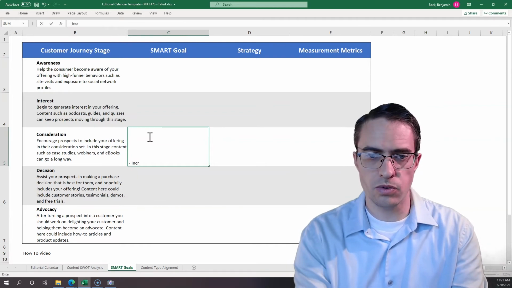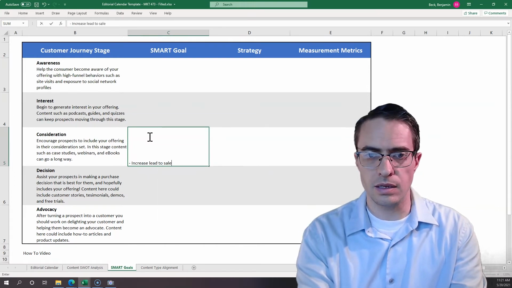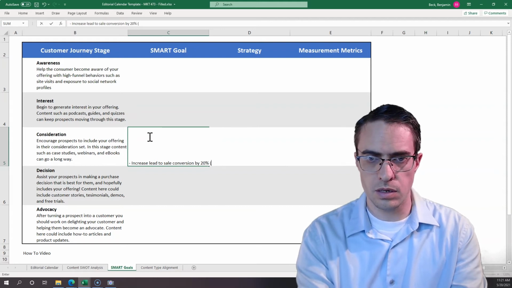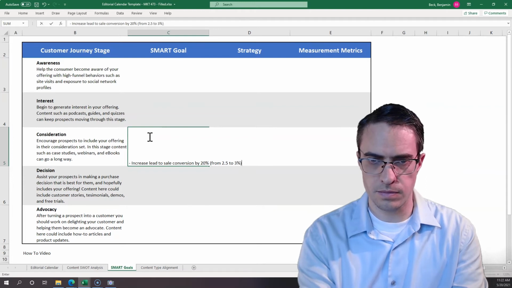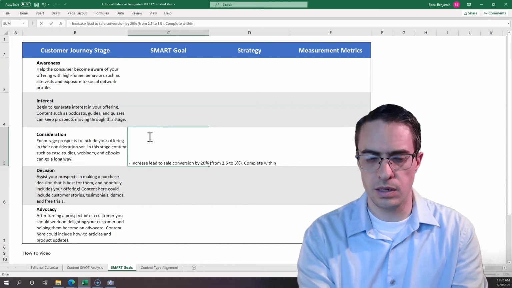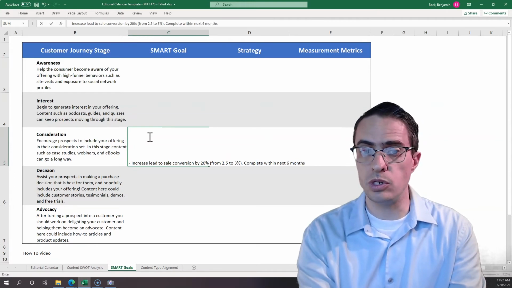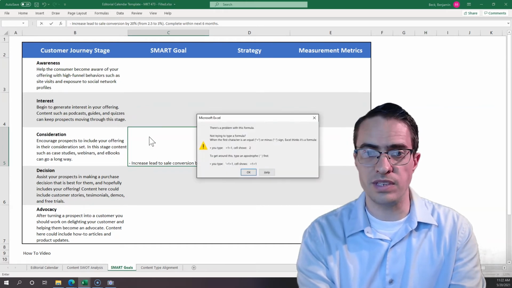So they want to increase lead to sell conversion by 20%, from 2.5 to 3%. Complete within the next 6 months. Depending on what they're selling, that may be doable. This goal could be a SMART goal based on how we've set this up.